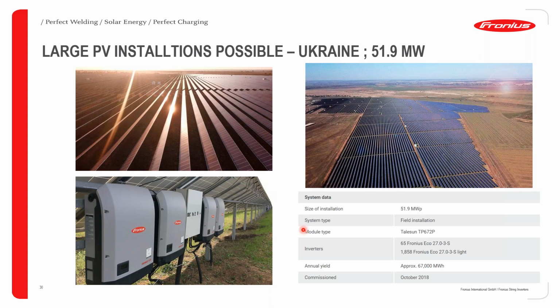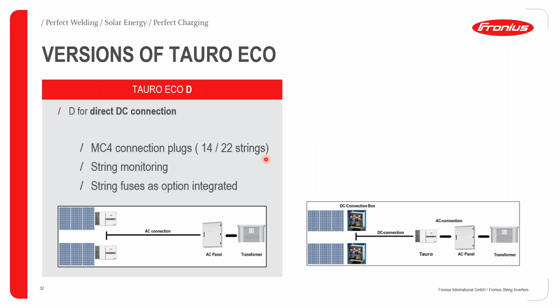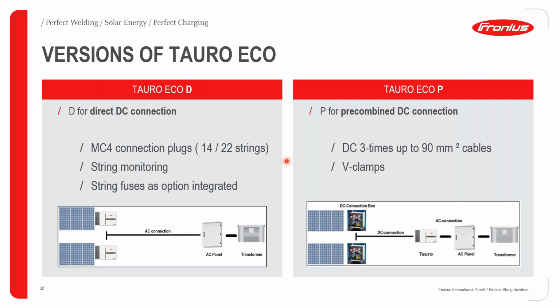So going forward, we're now going to take a look at how to make use of the Tauro for commercial systems. As we all know, the Tauro is a new series of inverters dedicated for large commercial purposes, ranging between 50 to 100 kilowatts, as Mohammed has rightly stated earlier. We have 2 versions of the Tauro Eco: the Tauro Eco D and Tauro Eco P.